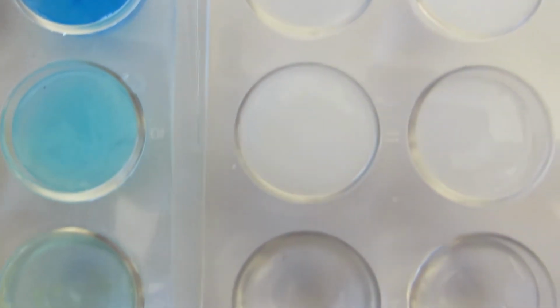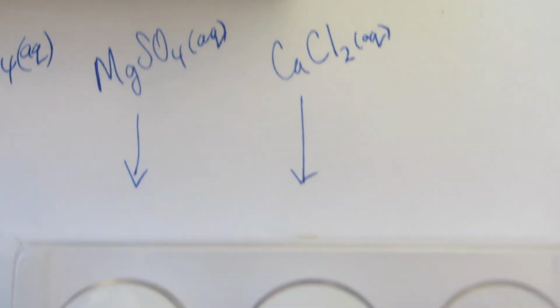Magnesium, and no precipitate with the chloride. Last, calcium chloride, of course, is going to have no precipitate with the chloride. If it starts off dissolved, it's going to end up dissolved.